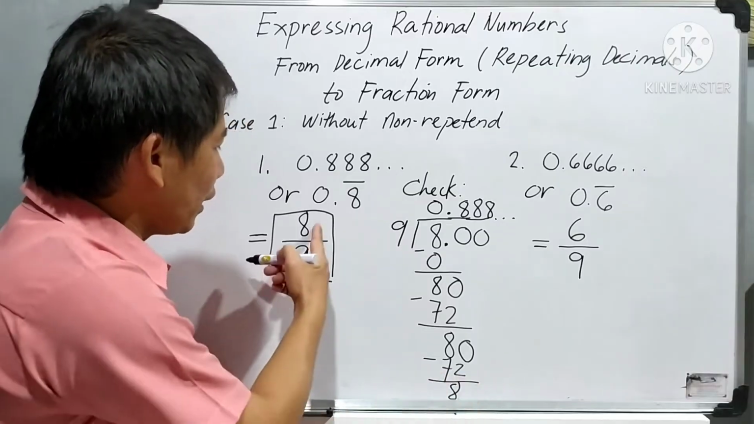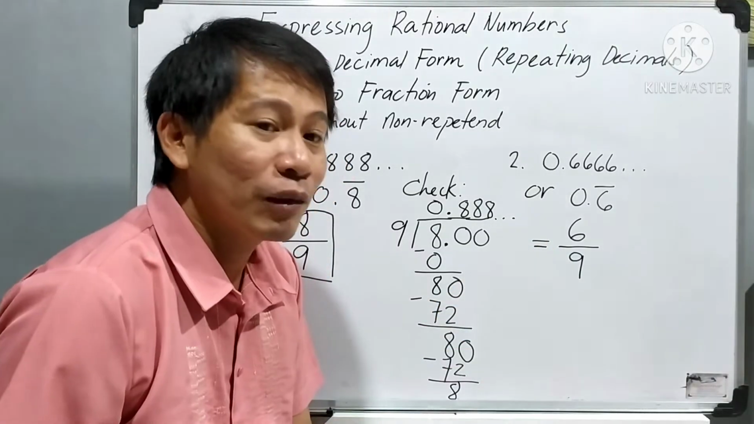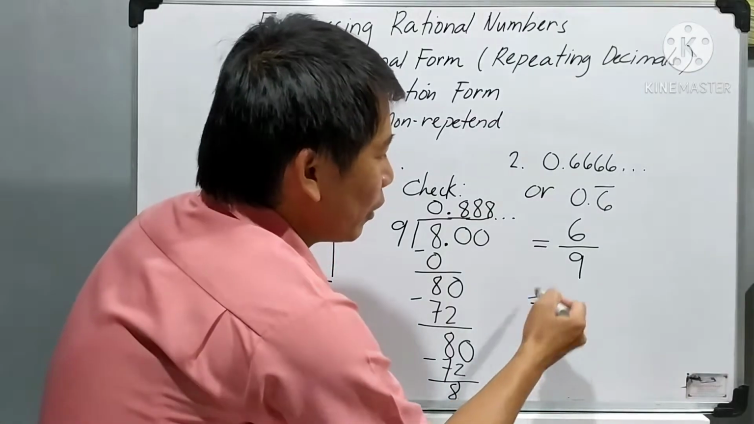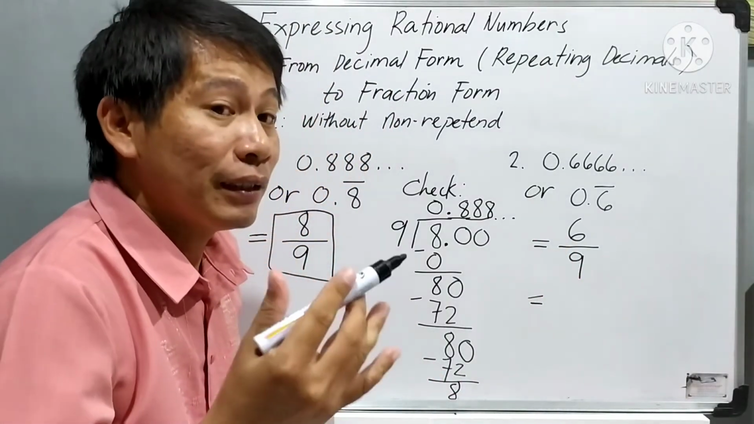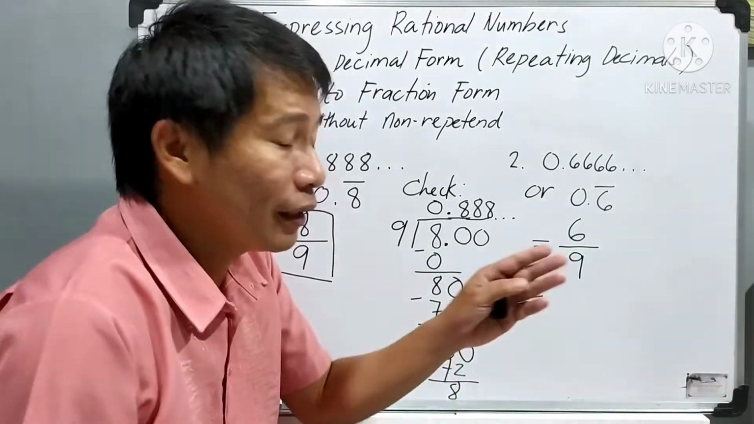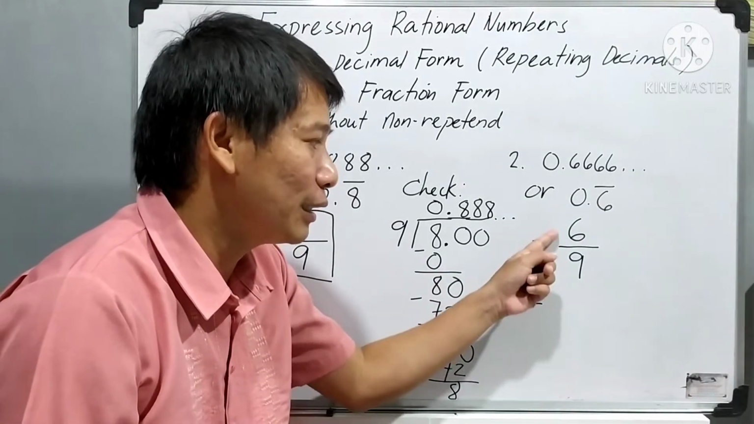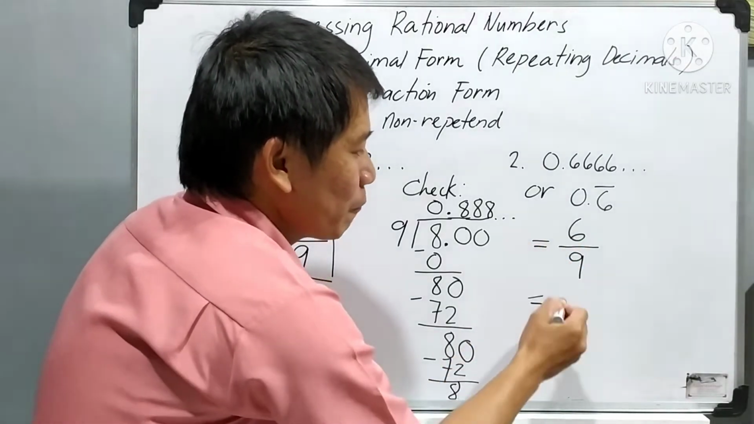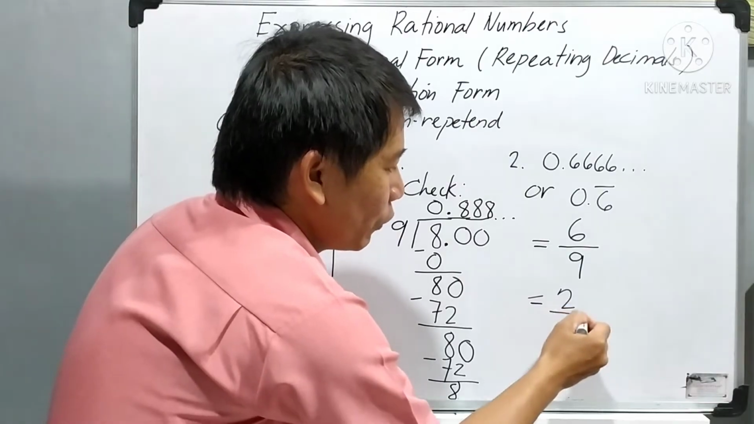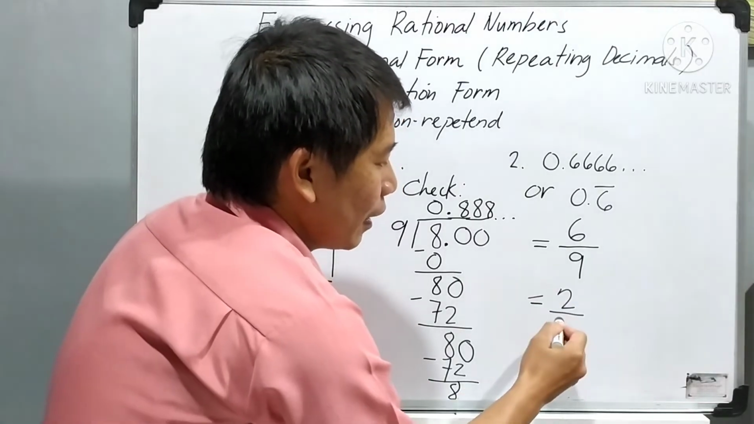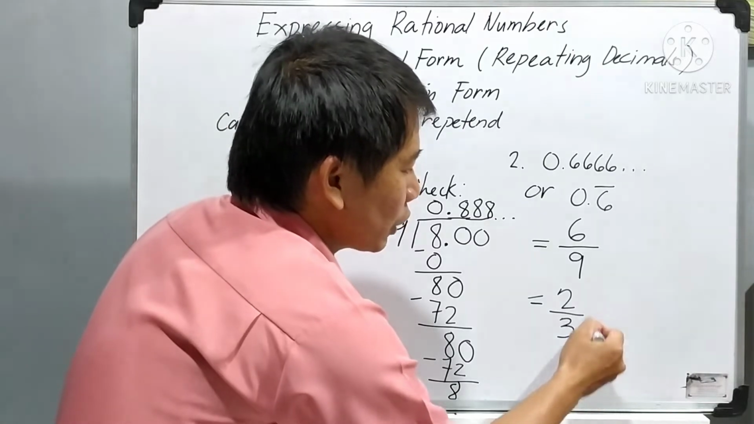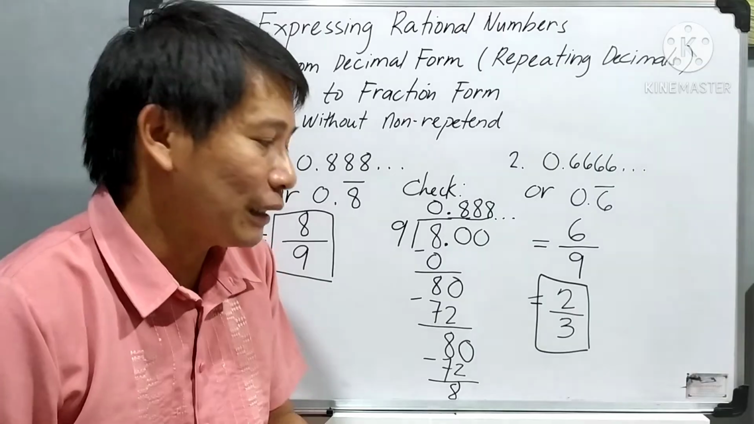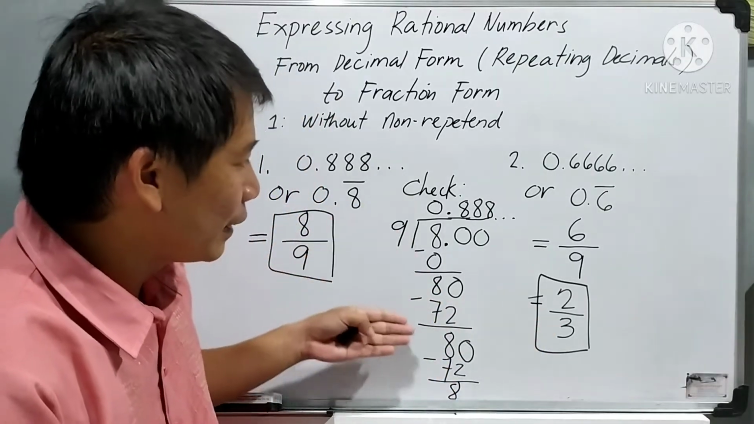But, unlike with 8 over 9, si 6 over 9 can be reduced to lowest term. So, ang gagawin natin, i-reduce natin sa lowest term si 6 over 9 by dividing 6 and 9 by their GCF. Ano ang pinaka-GCF ni 6 and 9? That is 3. Therefore, divide natin si 6 by 3. The answer is 2. Over, divide natin si 9 by 3. Ang sagot ay 3. And 2/3 is our final fraction. So, pwede rin natin i-check yan, gaya ng ginawa natin kanina.